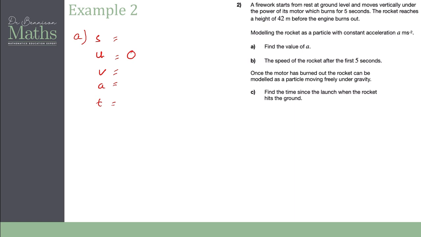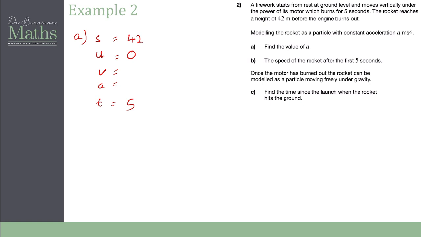So t is 5. And we're told it reaches a height of 42 meters when the engine burns out, so after 5 seconds, so s is 42. So I can just go through here. I've got s, I've got u, I've got t. I want to find a.